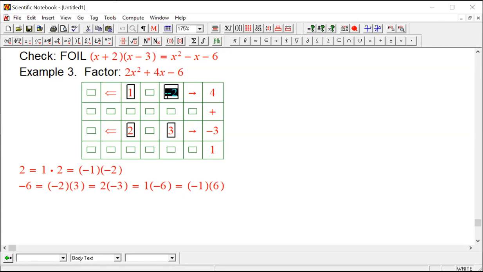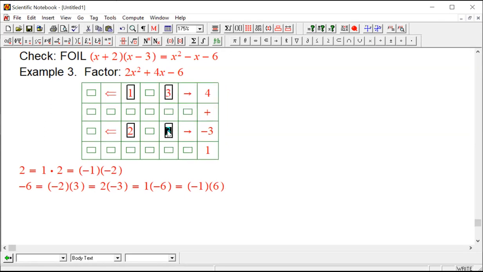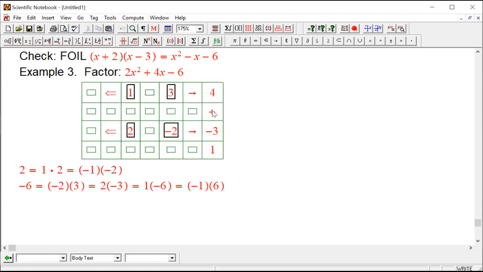This time I'm going to try 3 times -2. 2 times 3 is 6. 1 times -2 is -2. 4 plus -2 is... I'm sorry, 6 plus -2 is +4. Does that make the match? Yes, it does. So you can see we take 1 times 2 with 3 times -2, and we made the match. Yay.